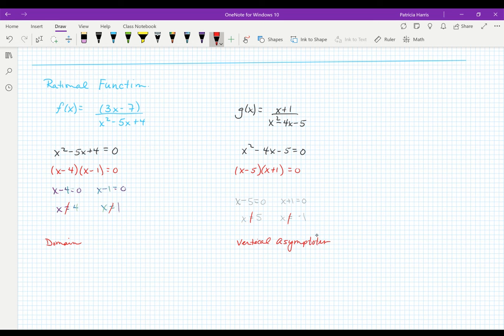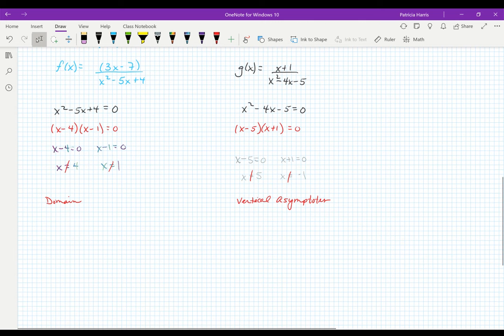Okay? So when we do domain, we simply need to tell whoever is looking at our function, hey, this is what you cannot be, or this is what you can be. Since the answer is presented in interval notation, I'm telling the reader or the doer of the math what the problem can be. So the easiest way to get to interval notation is to draw a number line, negative infinity, positive infinity, 1, 4. I cannot go there, but I can go everywhere else.